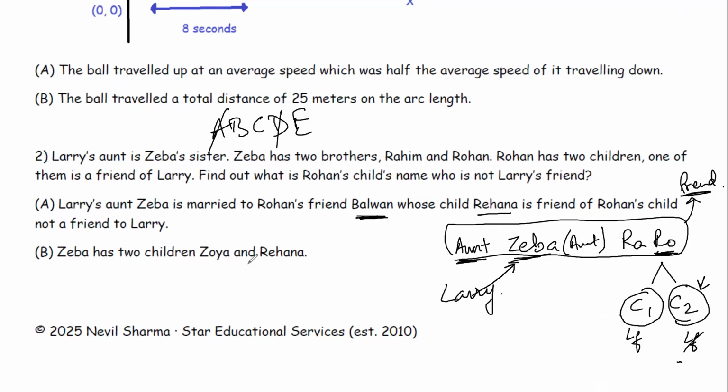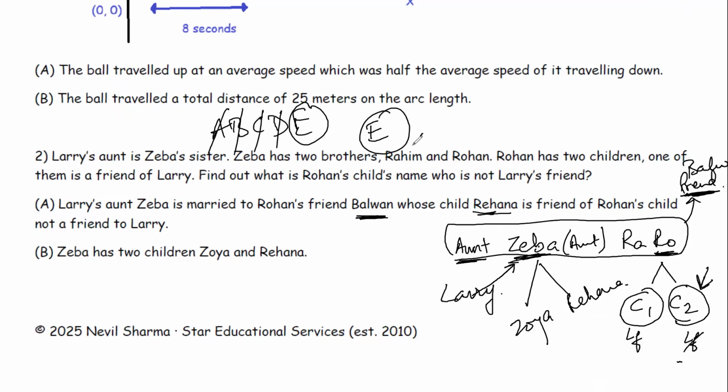Now Zeba has two children, Zoya and Rihanna. So we know that one of the child of this friend Balwan and Zeba is Rihanna, and the second portion says the other child of Zeba is Zoya. So we already know there's Rihanna and there's this. So really, we don't have the answer to C2 out here, even when we take both statements together, right? So B is out, C is out. Again, we got an E. Okay. This was meant to be confusing, all right? Just to waste your time into the relationship part out here.